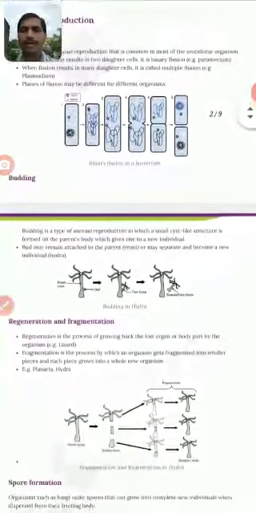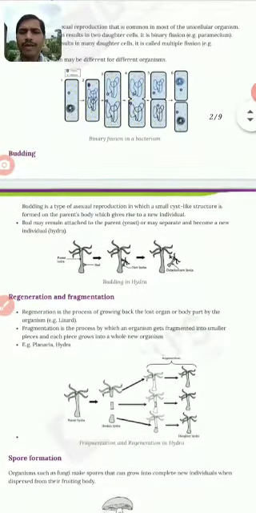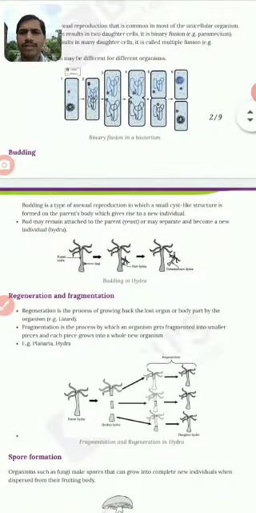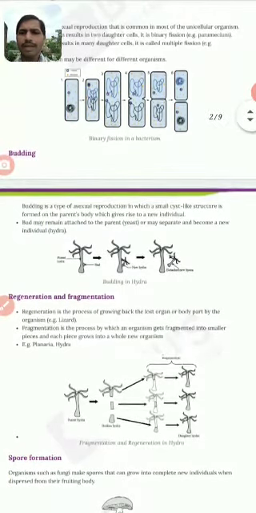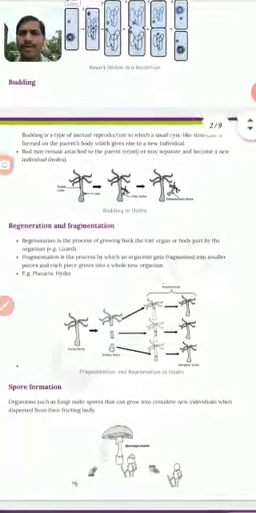Now the next one is budding. You can see a picture of budding in hydra. In budding, the mother cell produces a small bud which finally grows and detaches from the mother body. Example, yeast, mucor as well.